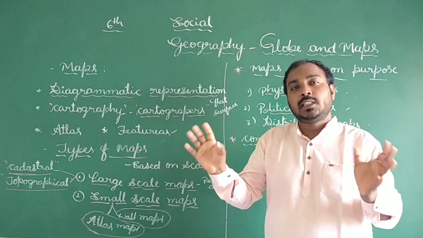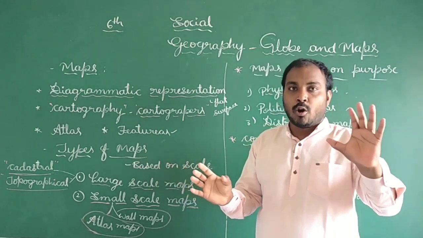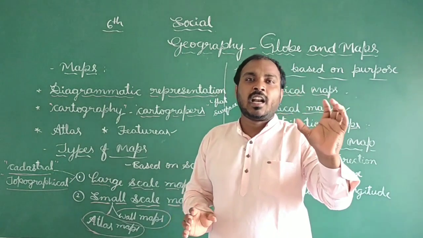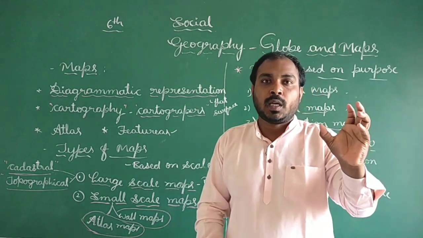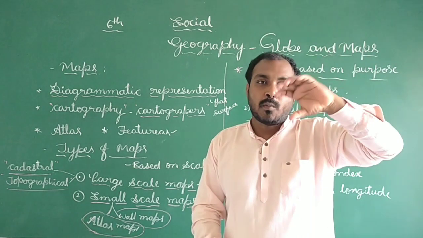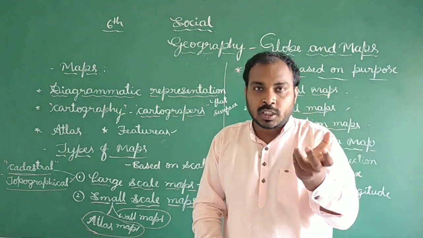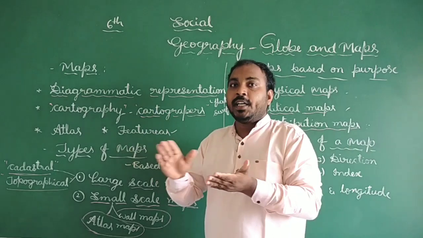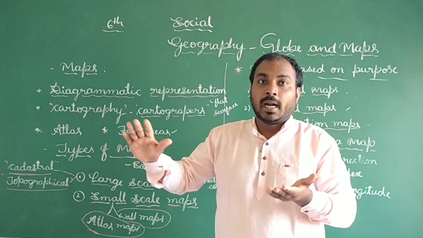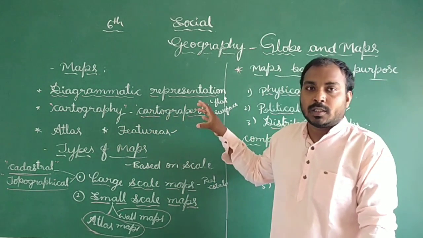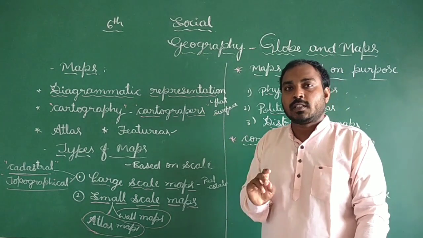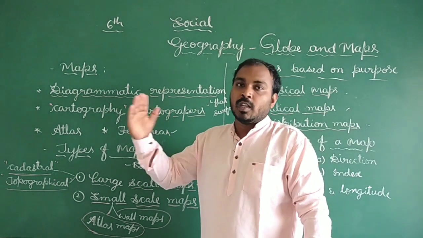And what is the difference between a globe and a map? Globes give general information. A globe is a model of the earth, it is a geoid shape. Maps are a flat shape, and they give detailed information about the earth's surface. This is the difference between globes and maps.